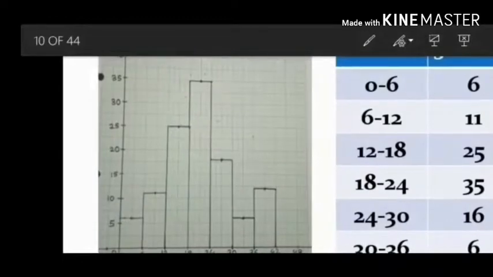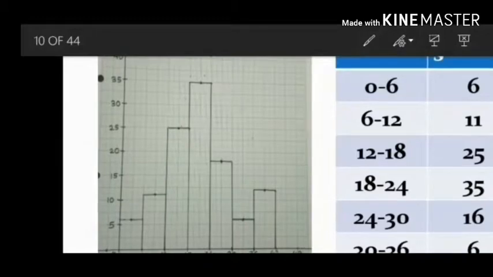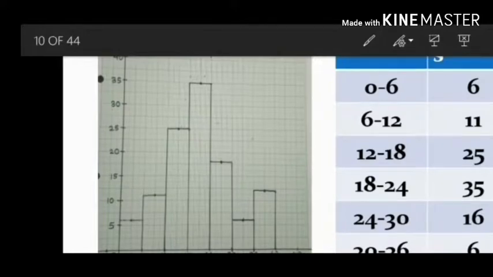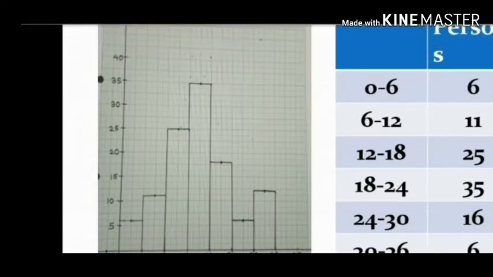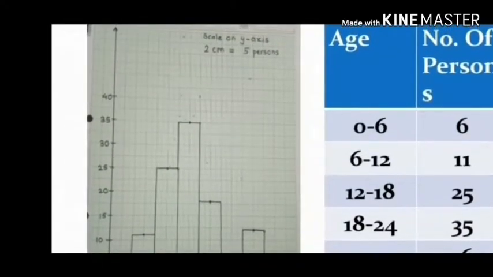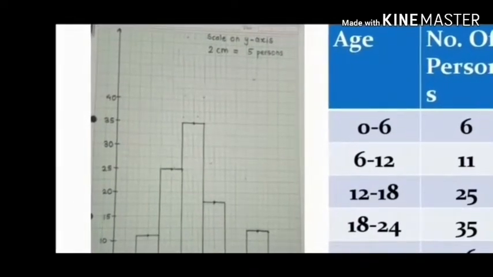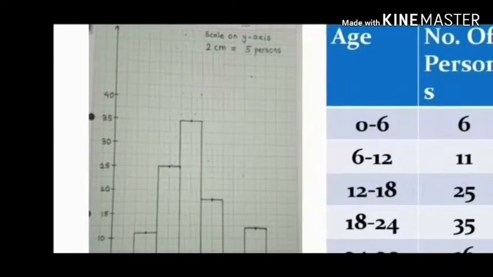Now let us draw the histogram. For that, let us first choose the suitable scale on y-axis. Now here we have to show the age up to 35 years, and so 2 cm is equal to 5 persons, that is 1 cm is equal to 2.5 will be the suitable scale on y-axis, and we will show the class limits on x-axis. So here the basic structure is ready. Class intervals are shown on x-axis and the frequencies are shown on y-axis.